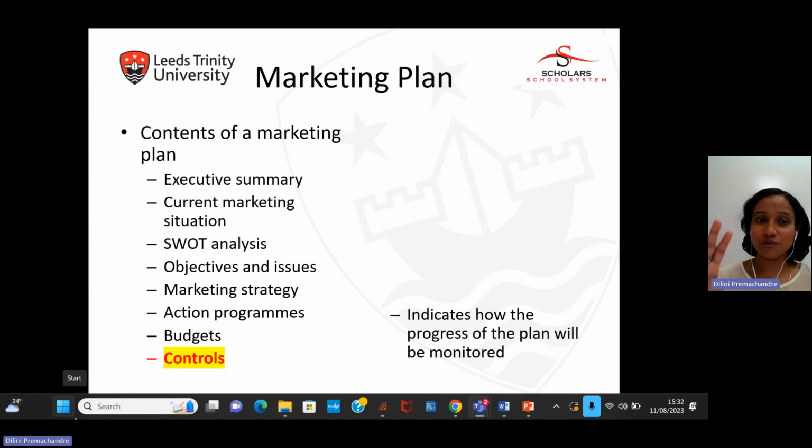If you have included these elements in the marketing plan, then you will be able to formulate a very good marketing plan where you can get the attraction of the investors, or maybe from banks.